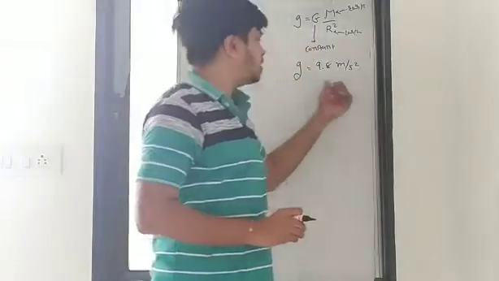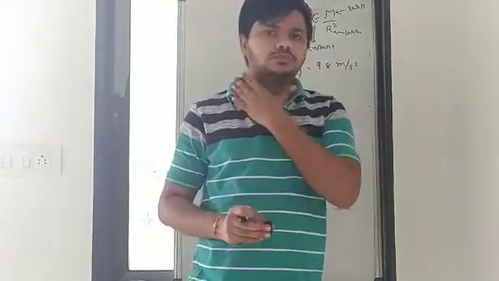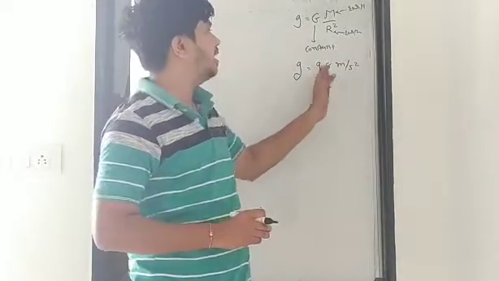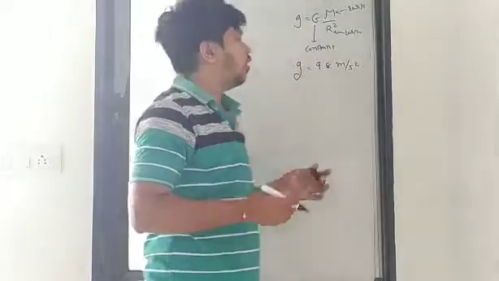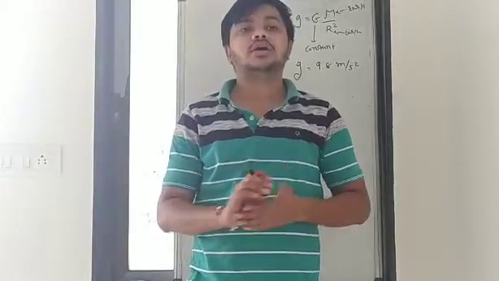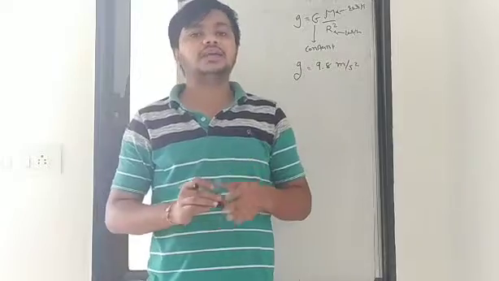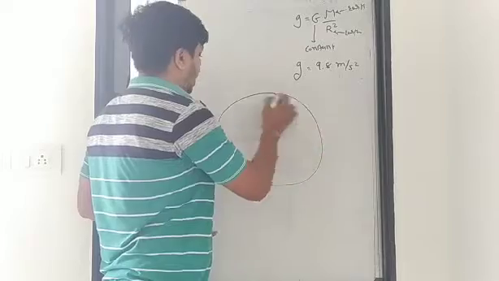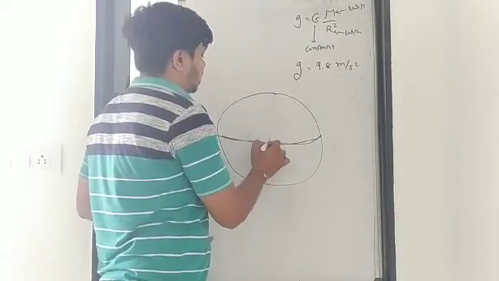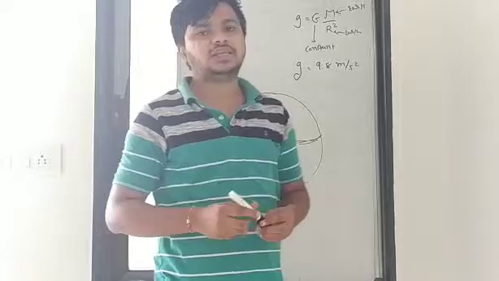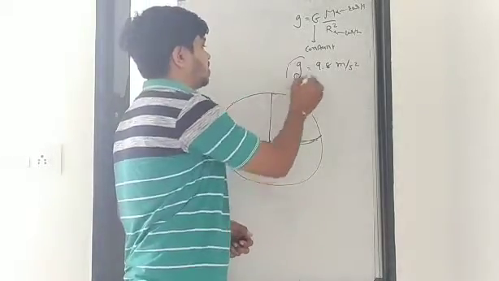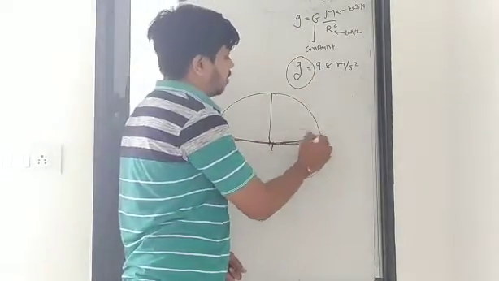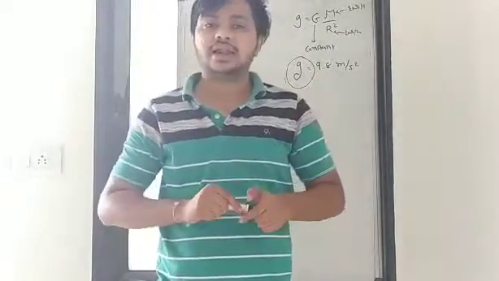Of course, there is a little bit of change in it in hilly areas, where R will be more. Not only that, our Earth is also not an exact sphere. The radius is smaller at the poles and higher at the equator. So we can say that at the poles the value of gravitational acceleration is higher, and at the equator the value is less.